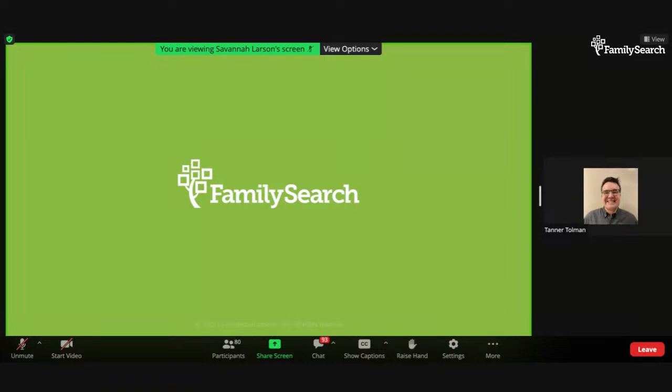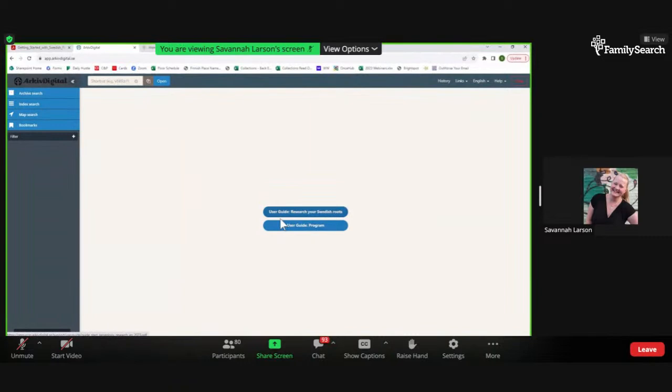Okay, so there are a couple different indexes that you can work with. One of the ones that is, honestly, the best that you can get is on Archive Digital. Archive Digital is a subscription site that is available for free at our FamilySearch centers around the world. So I can show you a little bit of what that looks like. Here is the Archive Digital website.